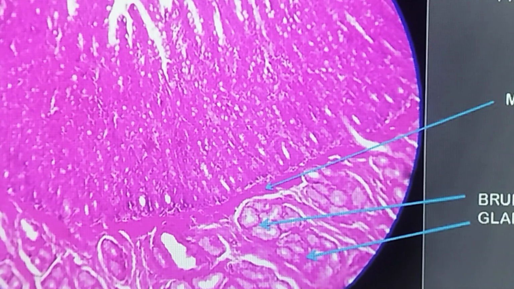So duodenum has got finger-like projections, goblet cells, the lining epithelium is simple columnar epithelium, you have the supporting lamina propria, you have muscularis mucosae, and most importantly in the submucosa you have the mucus secreting glands known as the Brunner's glands.